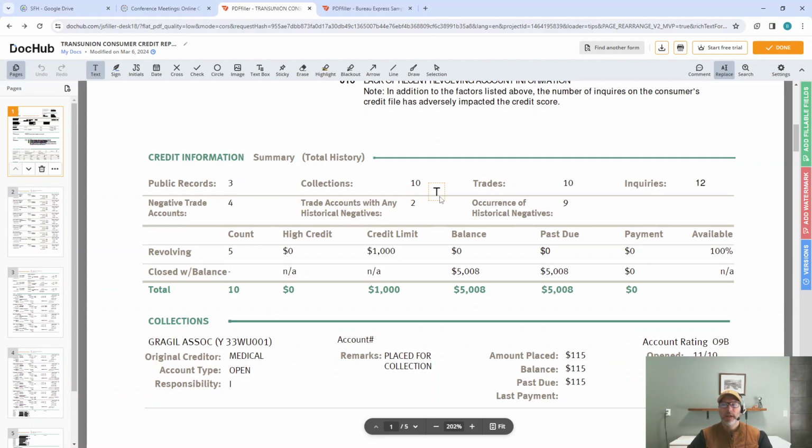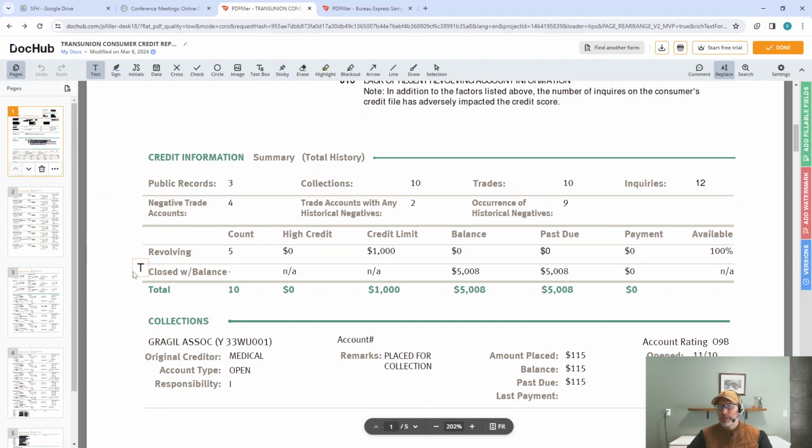This person has 10 collections, 10 trade lines, and 12 inquiries. Now, the inquiry history will generally only go back, I believe, about 90 days. You'll also see the number of trade accounts with any historical negatives, and the occurrence of historical negatives. It talks about how many revolving trade lines this person has. And there are several different types of trade lines. In this instance, we would expect to see revolving, we would expect to see installment, we would expect to see potentially mortgage. Sometimes there's a monthly, there's a variety of different types.